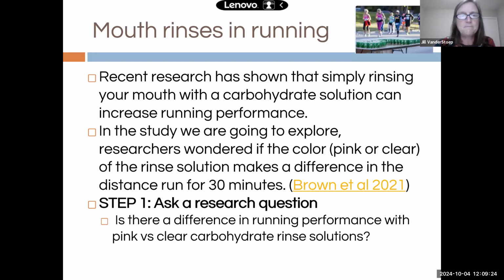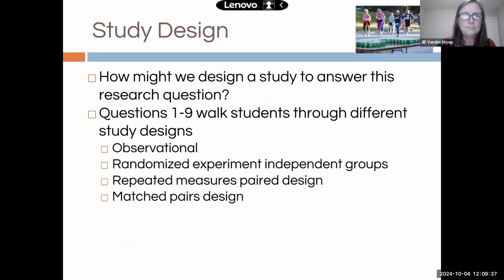the color was different. So step one of our 6-step statistical investigation method, we ask our research question: is there a difference in running performance with pink versus clear carbohydrate rinse solutions? So I would start off by asking my students how we might design a study to answer this research question. And they know about random sampling, and they know about random assignment because those come in the first 4 pillars.